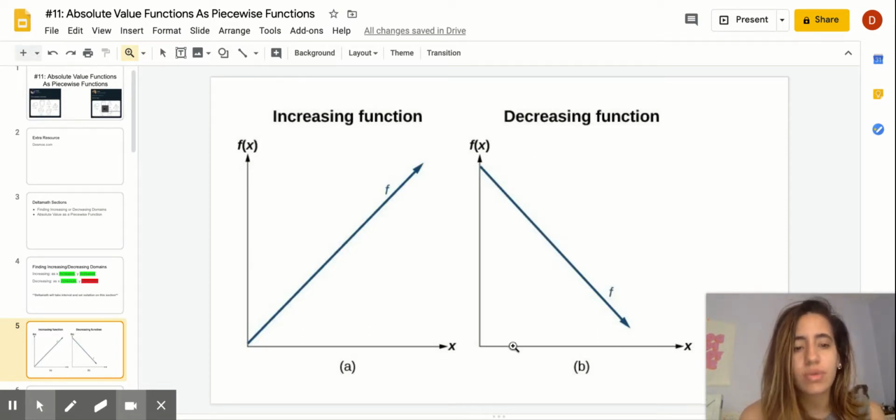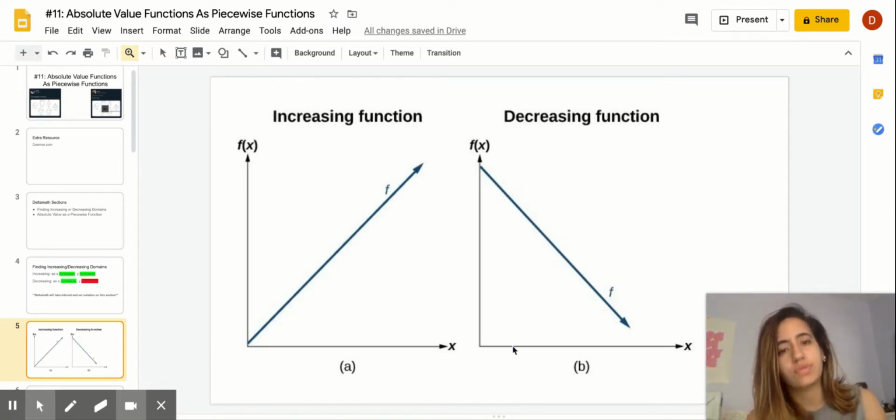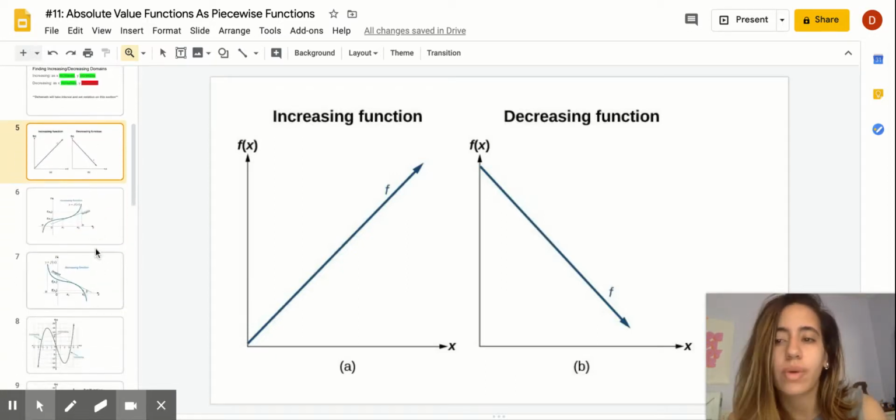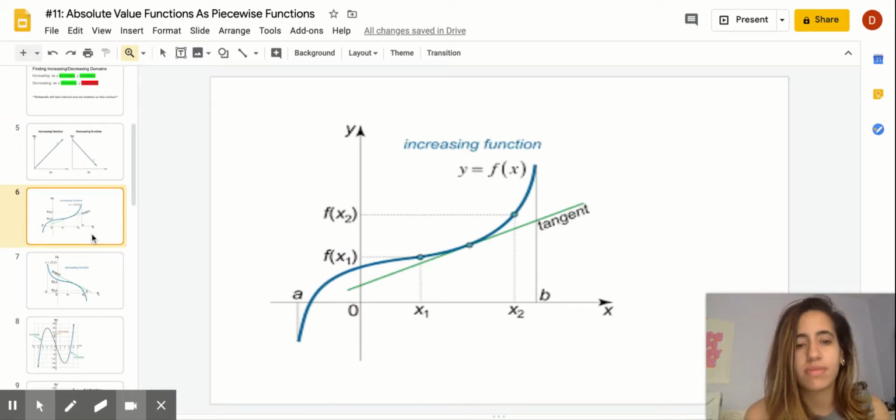So once again, we're talking about the behavior of the function. So this is the general shape that you will see that is different between an increasing function and a decreasing function. Functions are not always linear, right? There are other types of functions that can be all increasing or all decreasing.